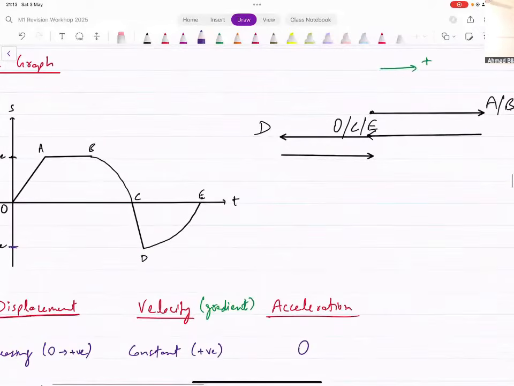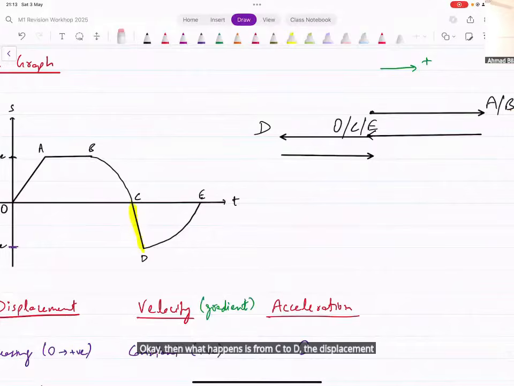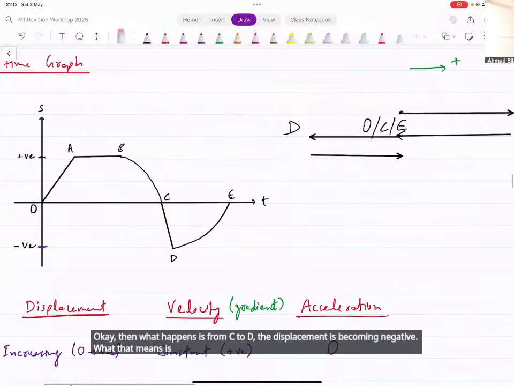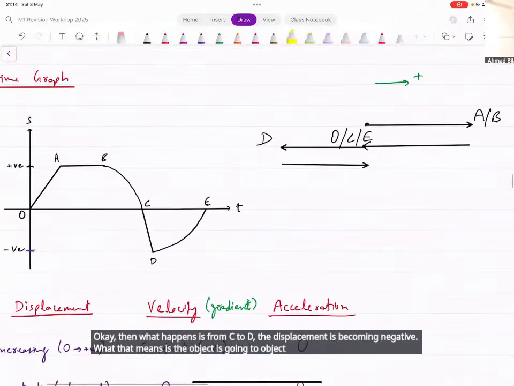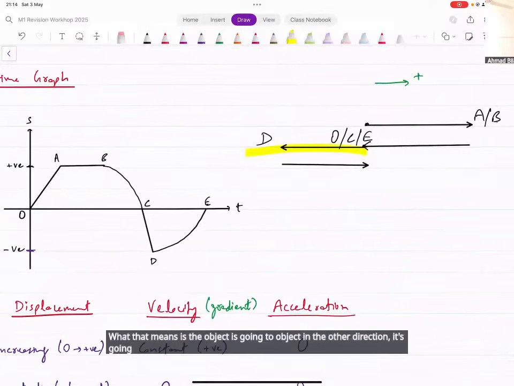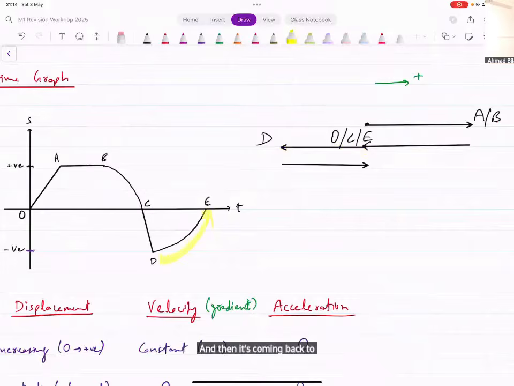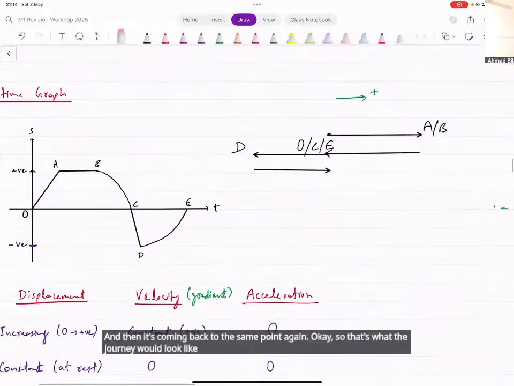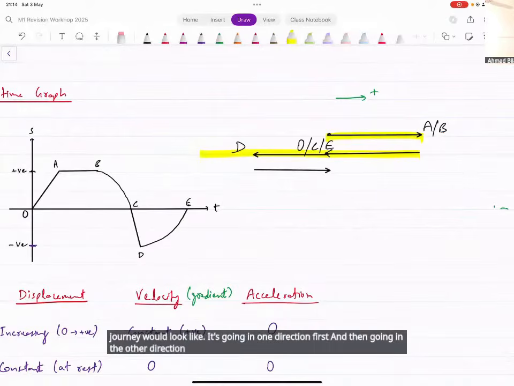Then from C to D, the displacement is becoming negative. What that means is the object is going in the other direction now. It's going towards the left side if the right side is positive. And then it's coming back to the same point again. Okay, so that's what the journey would look like. It's going in one direction first, and then going in the other direction, passing through the starting point, and then coming back to the starting point again.